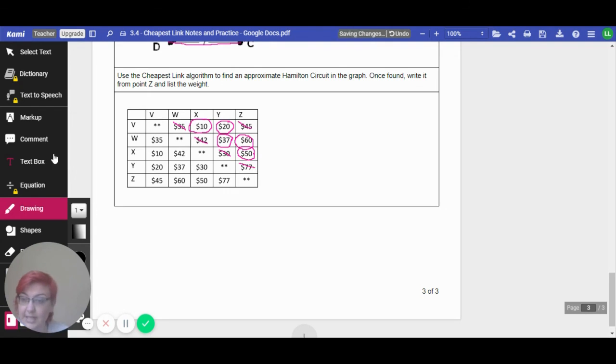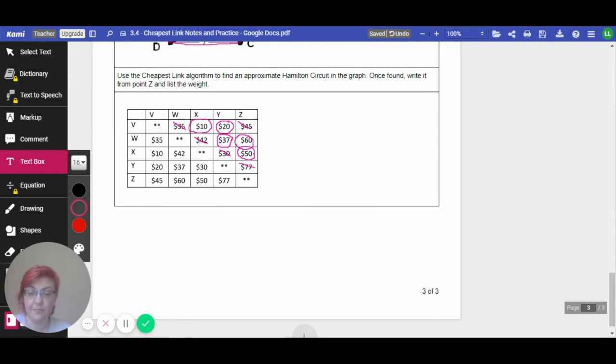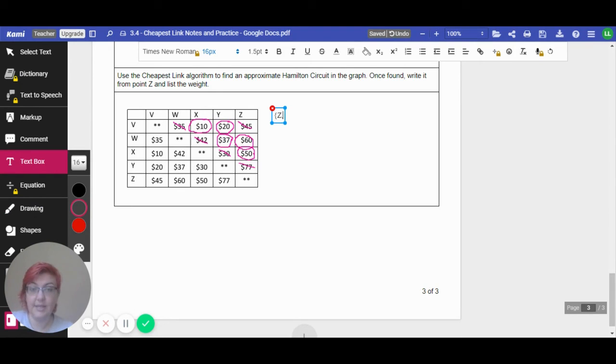So let's take a look at how this is going to work. I want to start from Z. Z connects to W and X. We can pick one. I'm going to pick X. X connects to V. V also connects to Y. Y also connects to W. And W also connects back to Z.